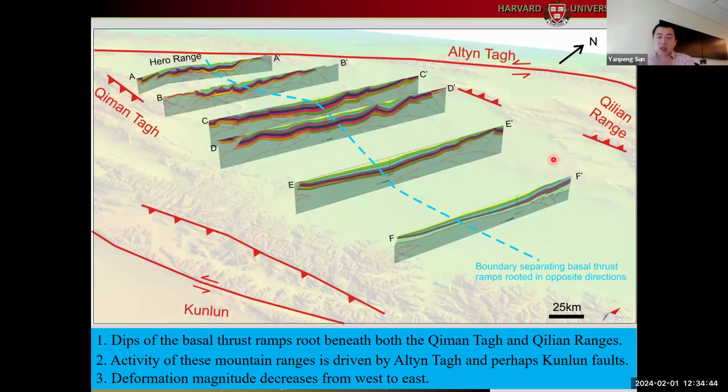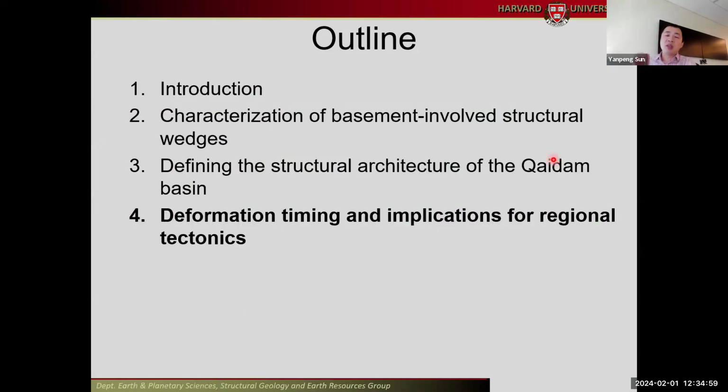So this is how we define the basin architecture, really understanding some of the structural style changes across the basin, while still seeing this consistent regional deformation style. Next, I will touch upon the deformation timing of the structures, and further expand into the implications for our understanding of the regional tectonics here.